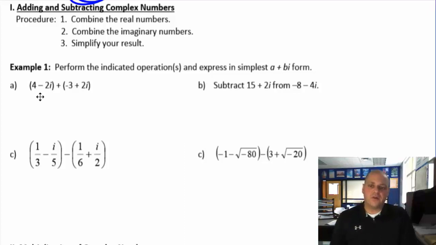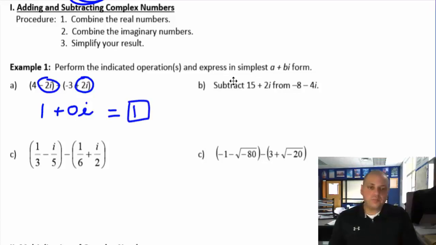So if you're doing 4 minus 2i plus negative 3 plus 2i, pretend it's 4 minus 2x, negative 3 plus 2x. What would you do? You would add like terms. So 4 and negative 3 is 1, and then negative 2i and positive 2i is 0i. So that cancels out. 1 plus 0i is just 1. So you just get 1 for this one.